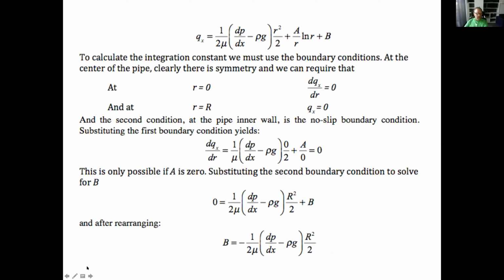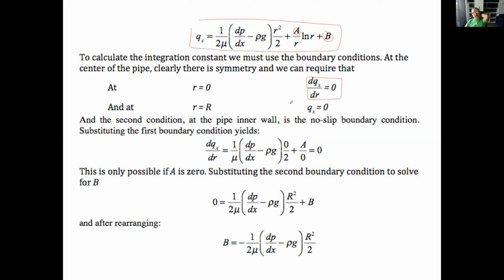Again, I recopied that result. And we ended up, this is again high school stuff, just simple integration. Simple integration, we ended up with this. So we need to figure out what is A and what is B, and what are the conditions. We think that at the center of the pipe, there is symmetry. If there is symmetry, then the derivative must be equal to 0.